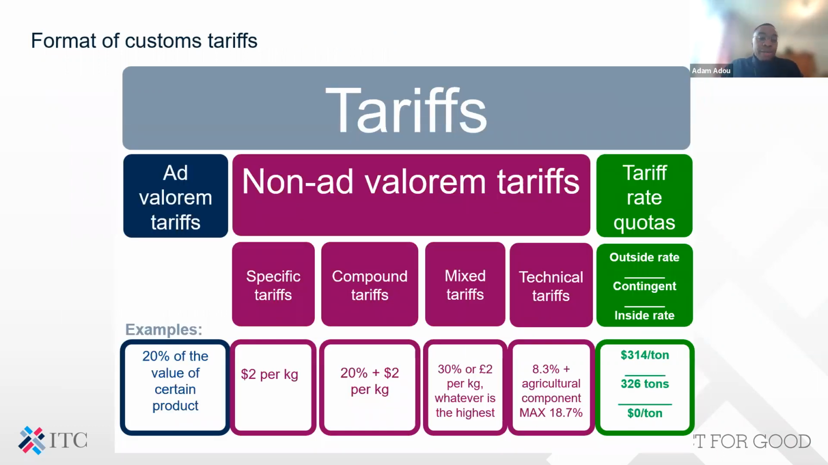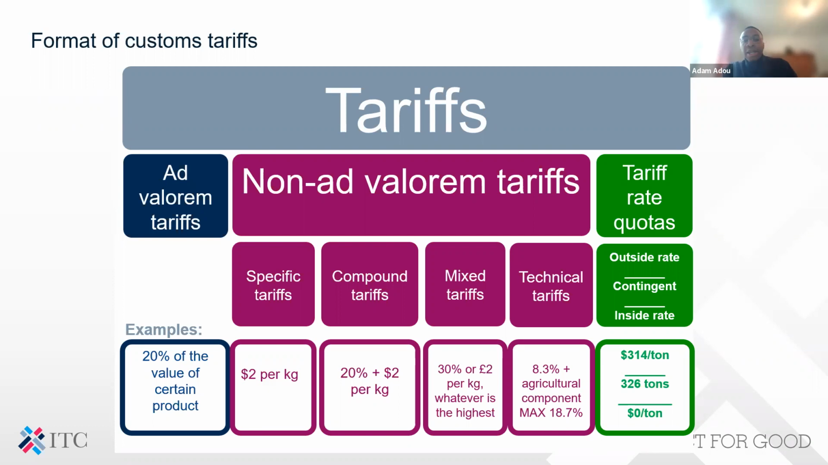Then within tariffs, there are specificities. We make the difference between ad valorem tariffs and non-ad valorem tariffs in general. Ad valorem tariffs are the tariffs that are directly linked to the value of the product you're exporting. So it will be a percentage of the value, and this represents the tariff you're going to pay when exporting your product. Non-ad valorem tariff means that the tariff you're going to pay is computed differently based on specificities.